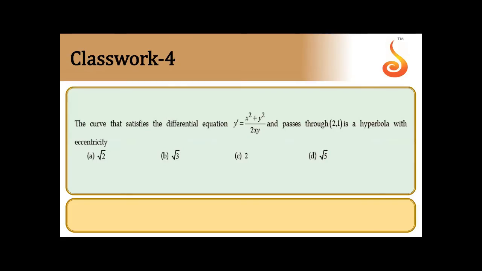Yes. Now, the curve satisfies the equation y dash equal to x square plus y square by 2xy, and passing through 2, 1 is a hyperbola with eccentricity. Yes, this is a very good question. This type of question is asked in the exam. Okay, now let us take the curve that satisfies the equation and passes through 2, 1. The solution is a hyperbola, with eccentricity they are asking. Yes, I'll do it slowly. Let us look at here.